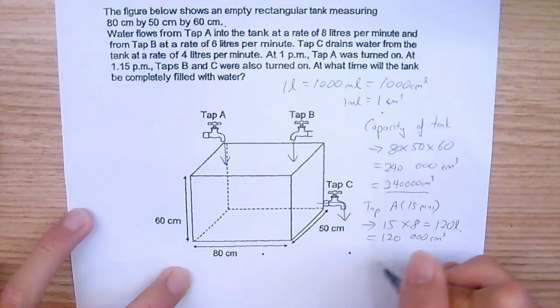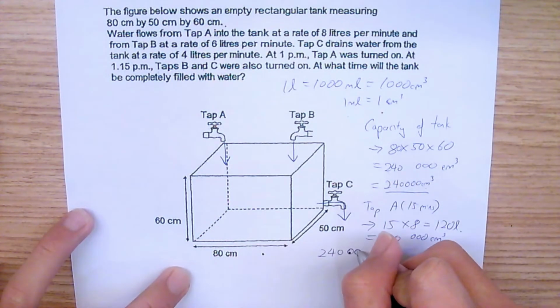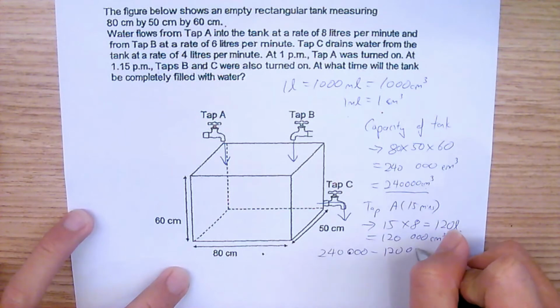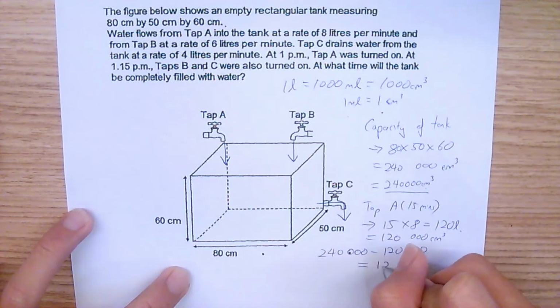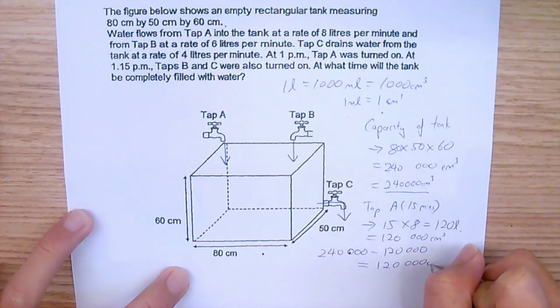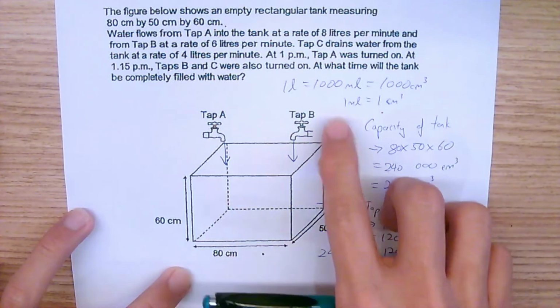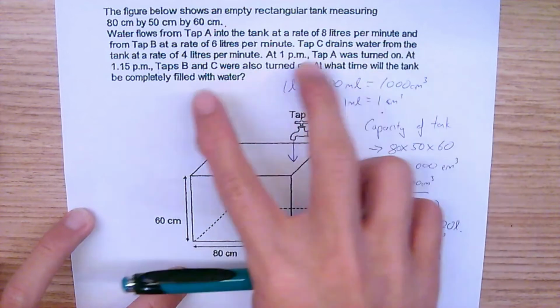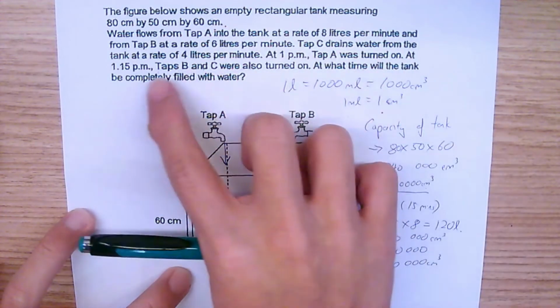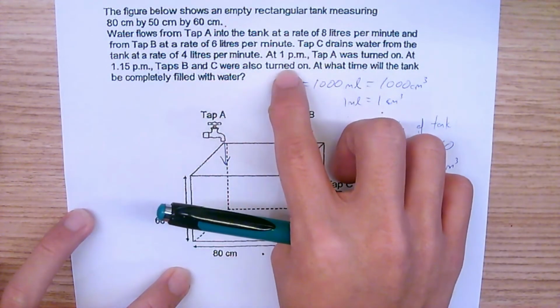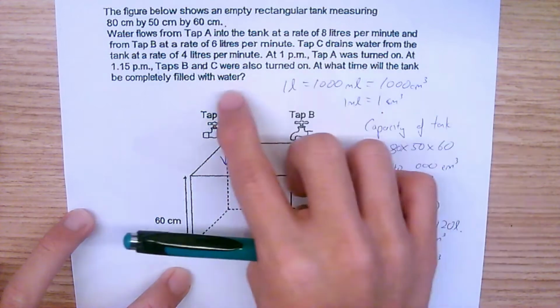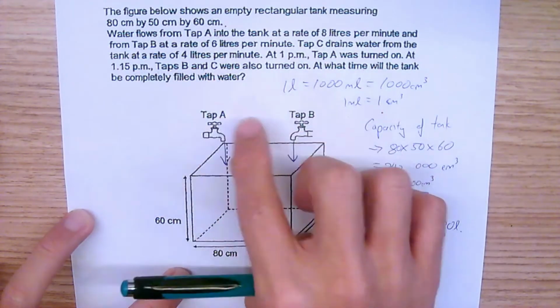Okay, so I'll just take 240,000 minus 120,000, and this will give me another 120,000 cm cube. So this is the amount of water that will need to be filled into the tank when B and C and A are turned on. Now, when they say that at 1:15 p.m. tap B and C will also turn on, it means that tap A will also turn on. So at 1:15, all 3 taps will actually turn on.